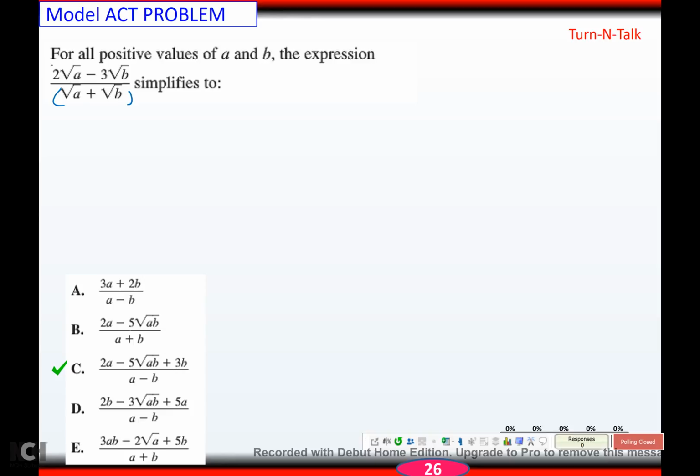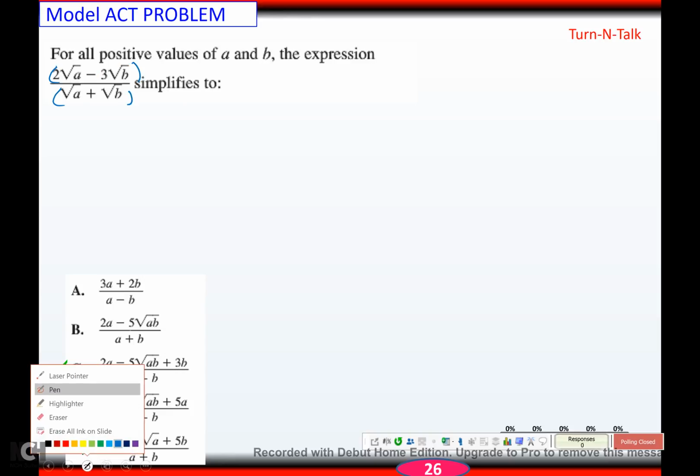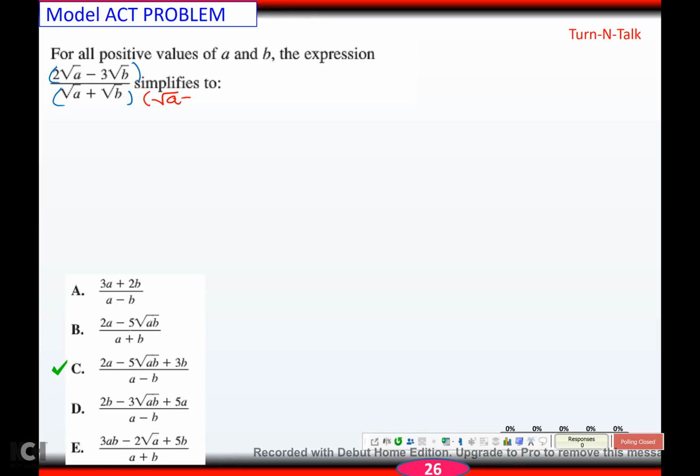Alright, we have to simplify this by multiplying the top and the bottom by the conjugate of the bottom, which is going to be the square root of A minus the square root of B. So on top, I have 2 times the square root of A times the square root of A, which is 2 square roots of A squared. I have 2 square roots of A times negative B, which is a negative 2 square root of AB. I have negative 3 square roots of B times the square root of A, which is going to give me negative 3 square roots of AB. And I have negative 3 times the square root of B times the negative square root of B, which is going to be a positive 3 square roots of B squared.